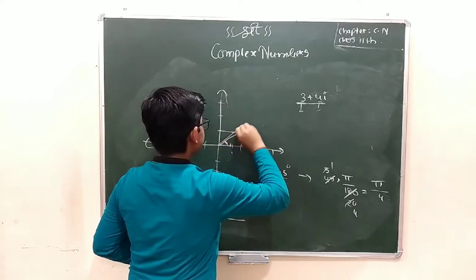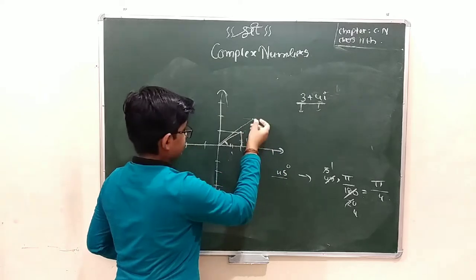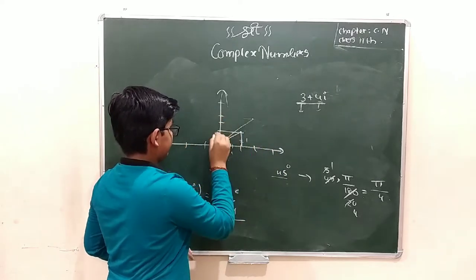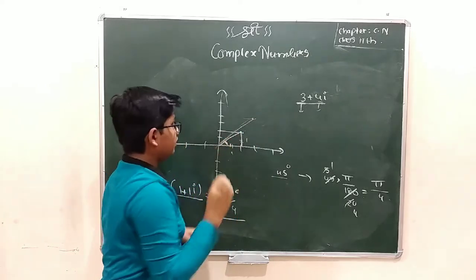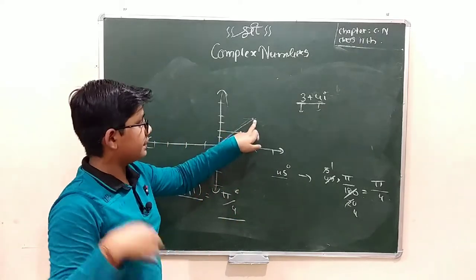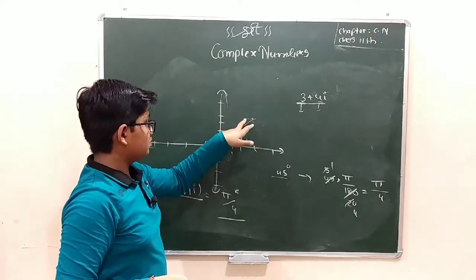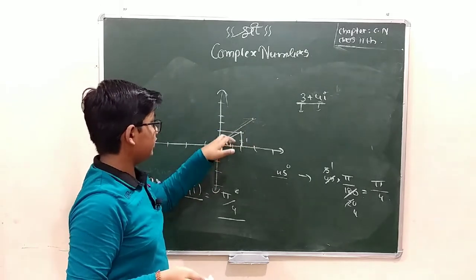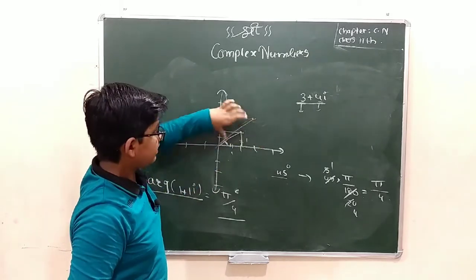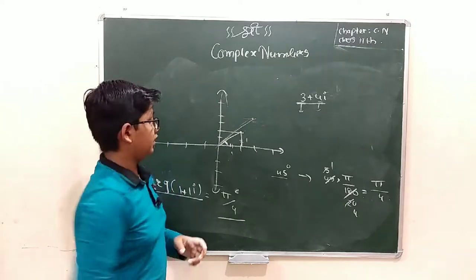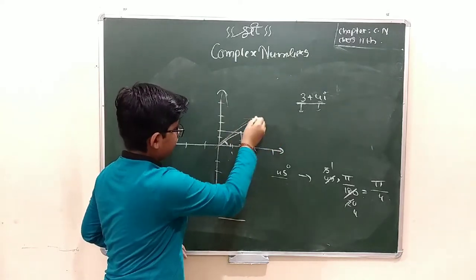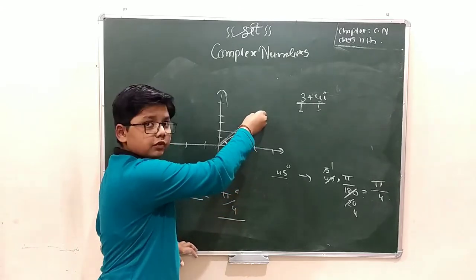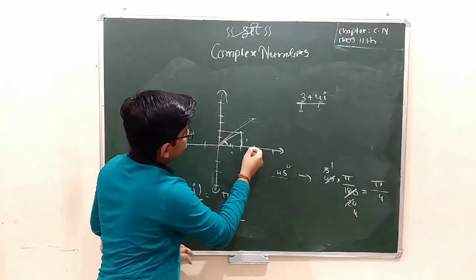Now if I consider it, this is 3 units and this is 4 units. Now I am just considering, it is not accurate. Now if I consider that this is the line of mod of 3 plus 4i, this point represents 3 plus 4i. Why is this line the mod of it? Because it is joining to the origin. This point is 3 plus 4i, that is 3 comma 4. What will be this length? This length will be mod of 3 plus 4i.